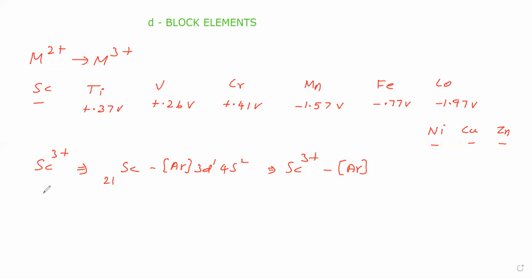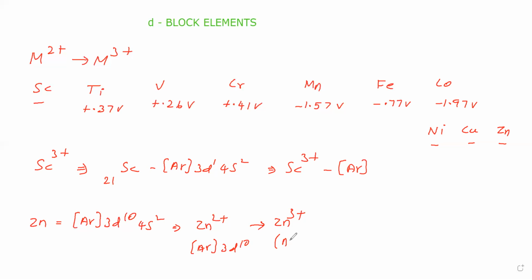So, zinc we will see. Zinc electronic configuration is argon 3d10 4s2. So, Zn2 plus we will take. Zn2 plus is argon 3d10, that means pseudo noble gas configuration. Zn3 plus means argon 3d9, unstable configuration. So Zn3 plus is not possible. Zn2 plus only is possible. So zinc 2 plus into 3 plus is not at all possible.